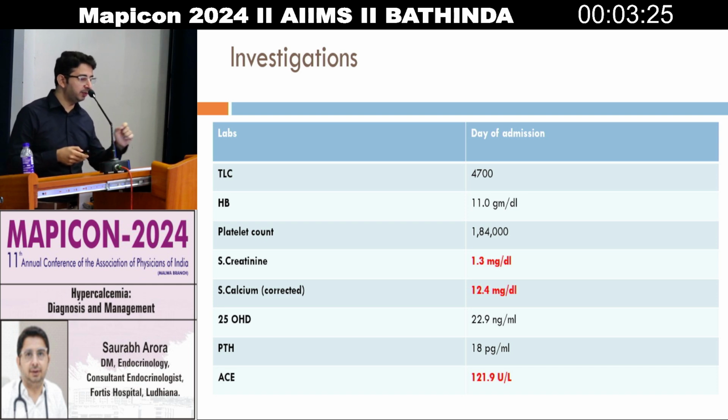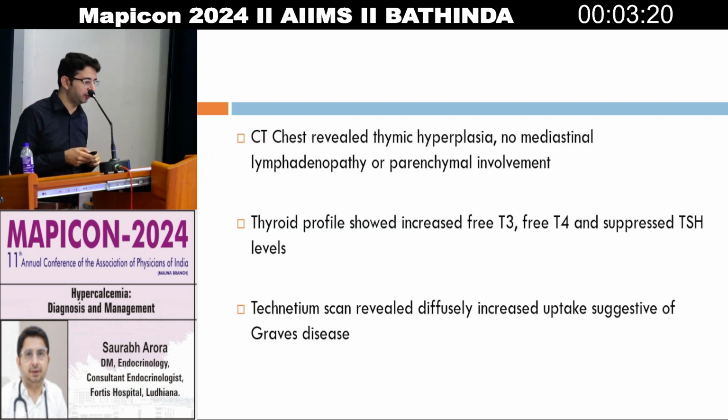So we got a call from the gastroenterology department for this patient. They worked up this patient for sarcoidosis. CT chest revealed thymic hyperplasia, but there was no mediastinal lymphadenopathy or parenchymal involvement. The patient did not have uveitis. So again, when we examined the patient, the patient was having fine tremors and tachycardia, a thyroid profile was ordered, and free T3, T4 was elevated, and TSH was suppressed.